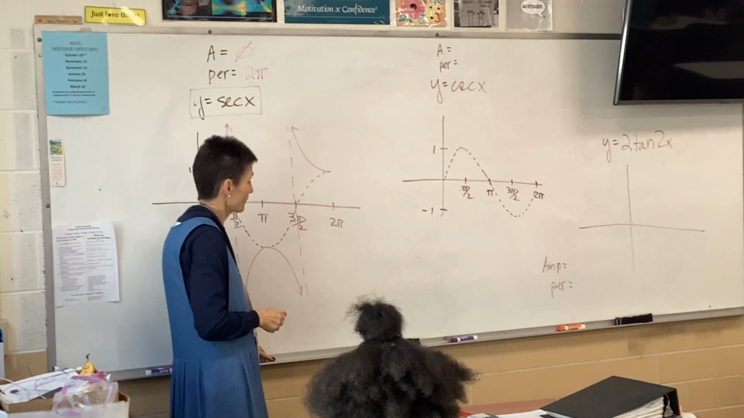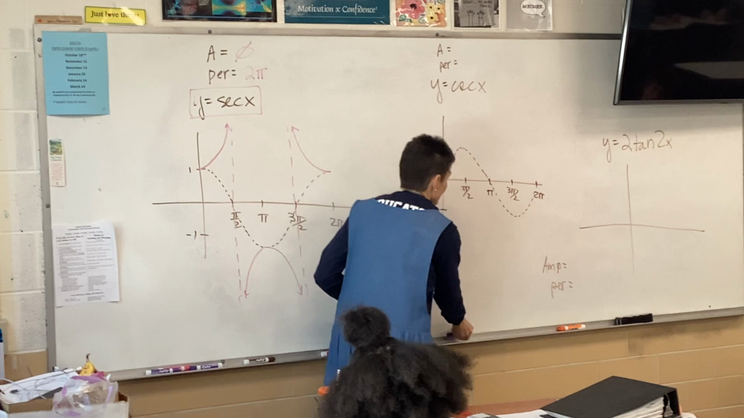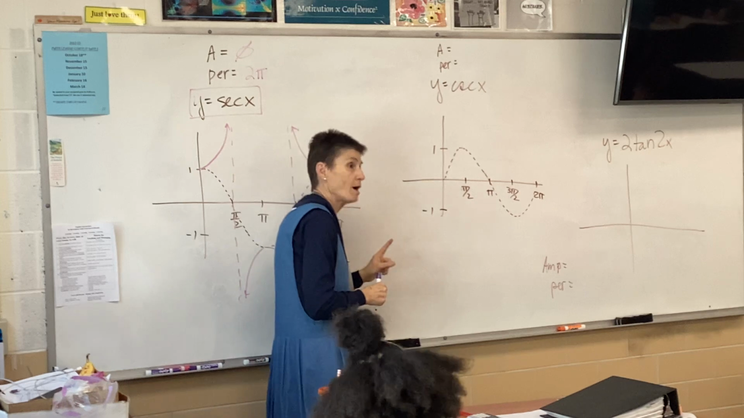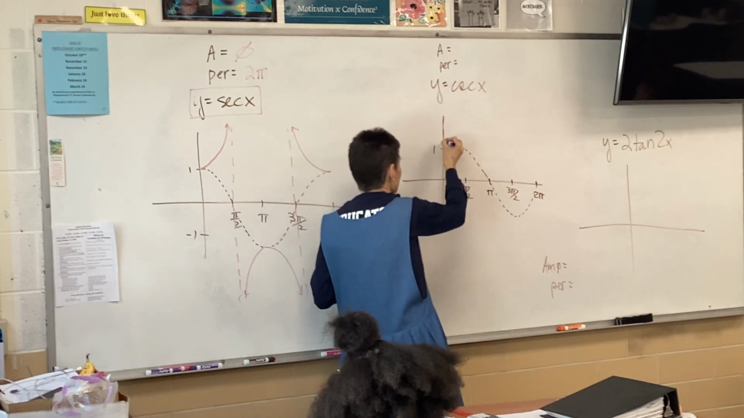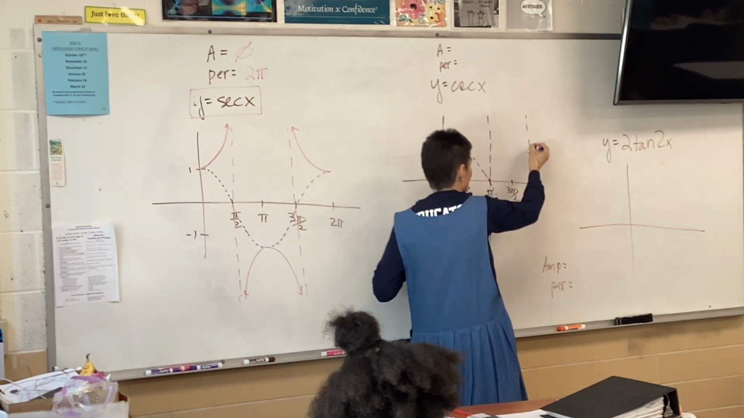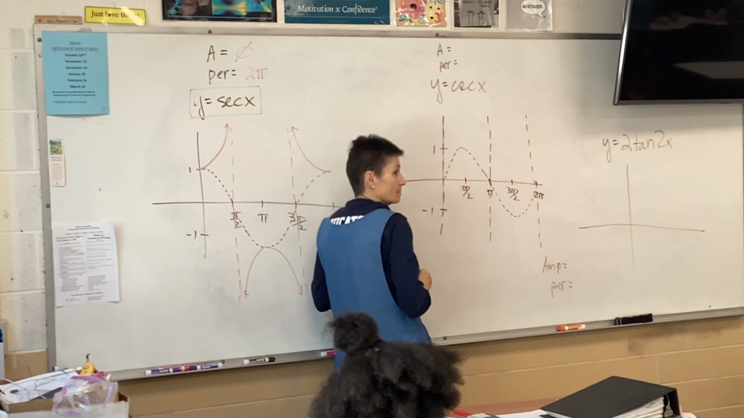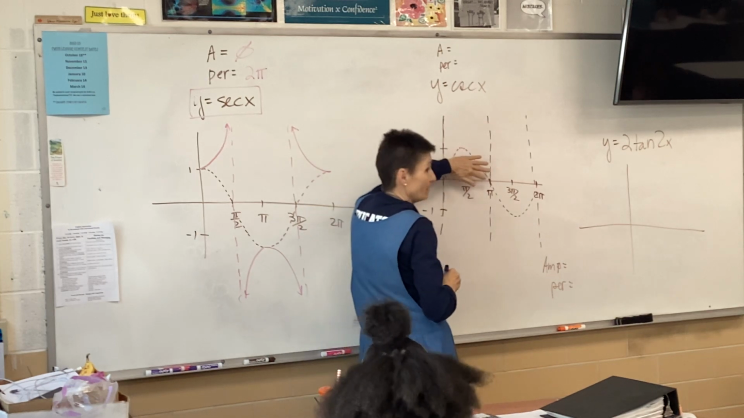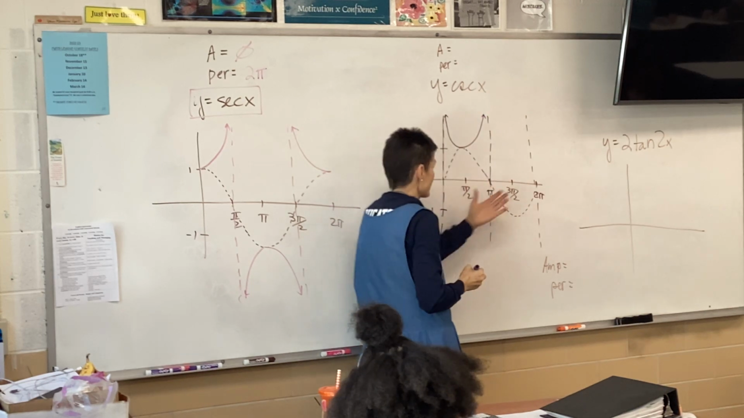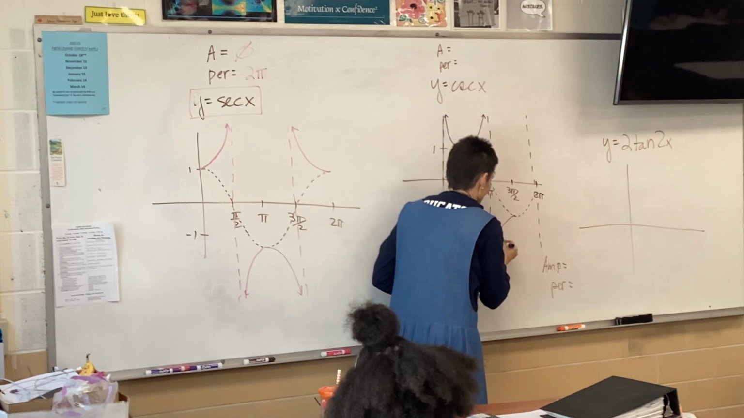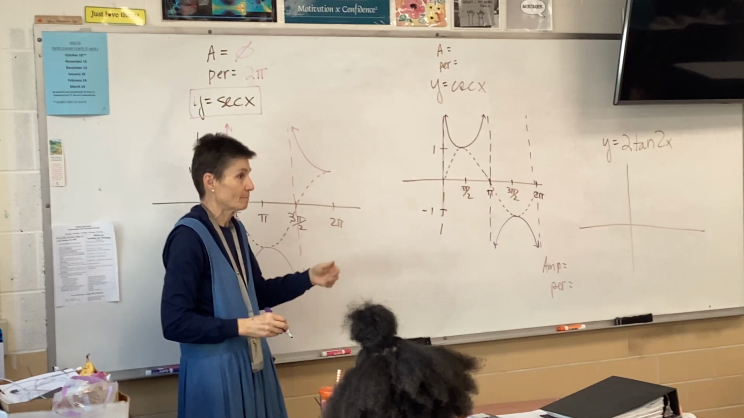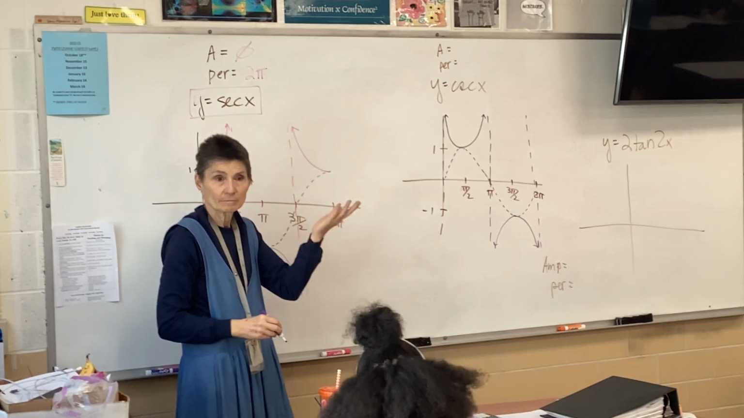Now, is this guy going to have asymptotes, do you think? Yep, where are they going to be? Wherever we cross the x-axis. So you're going to have one right here, and right here. Then you're going to take this hill and flip it up, and this valley, and flip it down. Your secant and cosecant are just a bunch of parabolas alternating up and down. That's all.